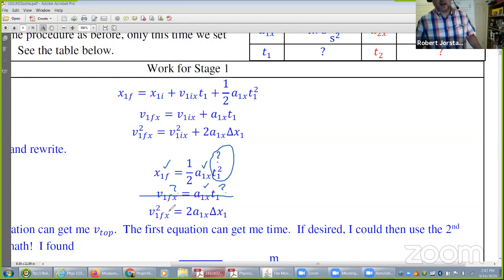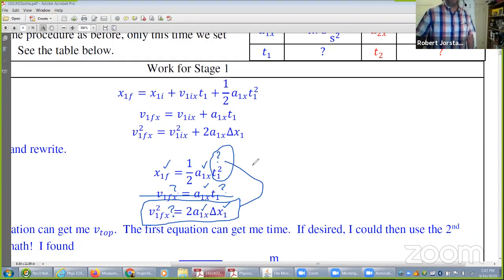Here, I'm looking for this. That's WTF. I know this, and I know this. This seems to me the logical equation to start with. And then obviously for the next part, I could use this equation up here. All right, so that's what goes through my brain when I'm reading this. I want to pause and see if that made some sense.